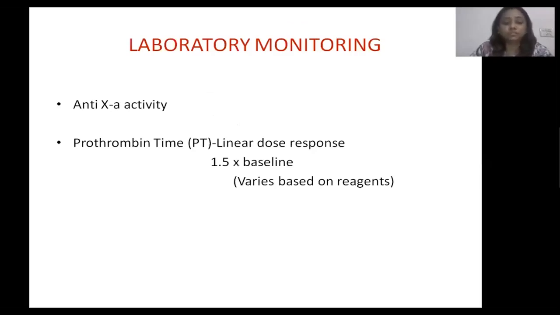Routinely, coagulation is not required to be monitored in these agents as the drug dose response is predictable. But if at all, in some situation, the monitoring of the coagulation is required, we can go for an anti-10A activity and prothrombin time, which shows a linear dose response.